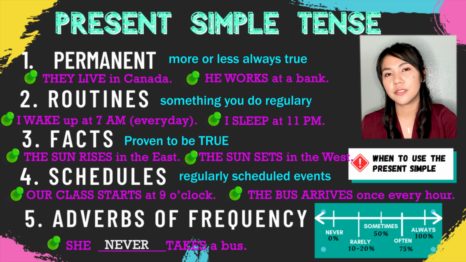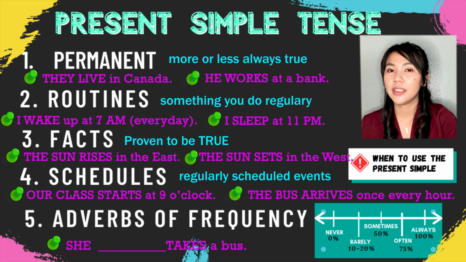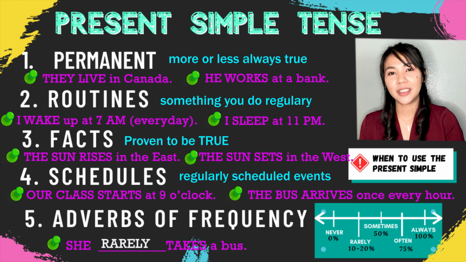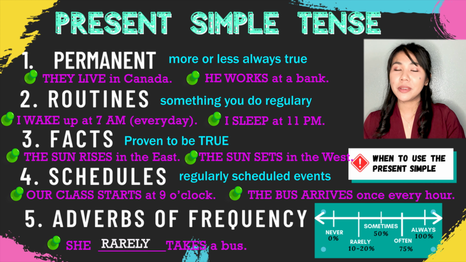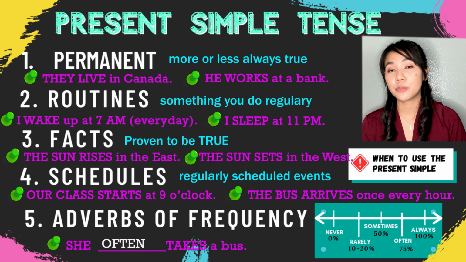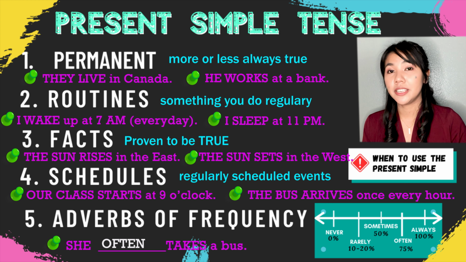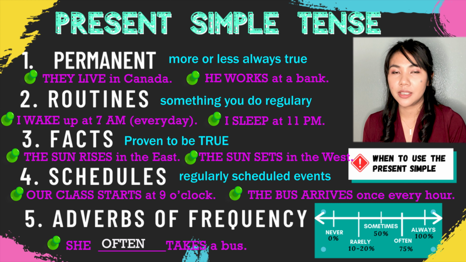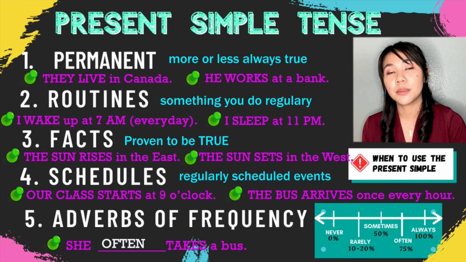Let's say 50% of the time she takes a bus. So we say, she sometimes takes a bus. Or once in a while, she takes a bus. We say, she rarely takes a bus. Or maybe often. She often takes a bus. So when you see one of these words, which are called adverbs of frequency, that also tells you that you should be using the present simple tense along with the other situations: if it's permanent, a routine, a fact, or a schedule. If you want to learn it really well, apply it to yourself. Say something about your routine, what you always do and what you never do. By doing that, you're already using the present simple tense.